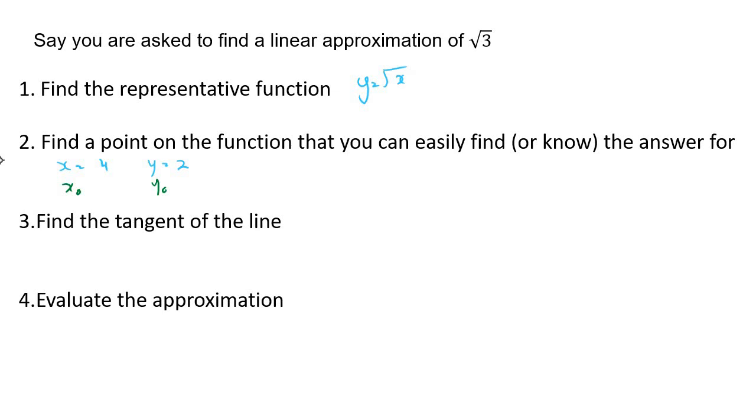Then we are asked to find the tangent line. To find the tangent, we know we have to do the following. First thing, we need to find the derivative.